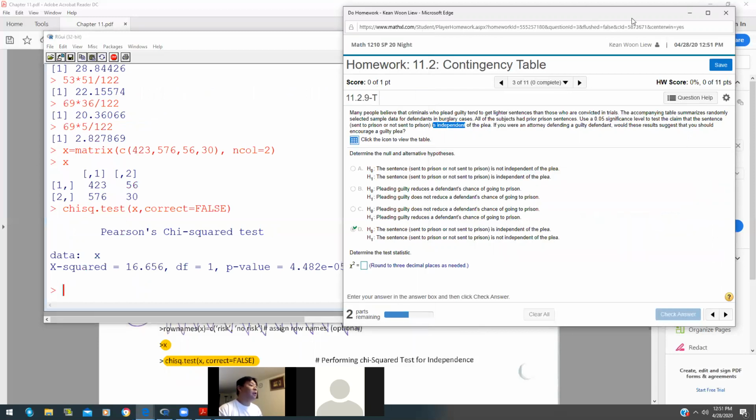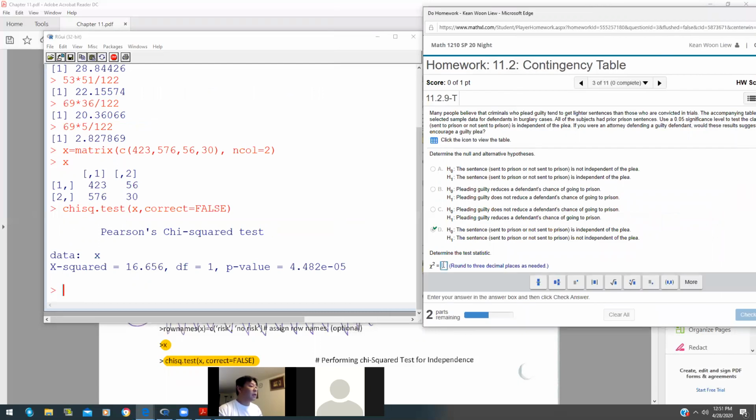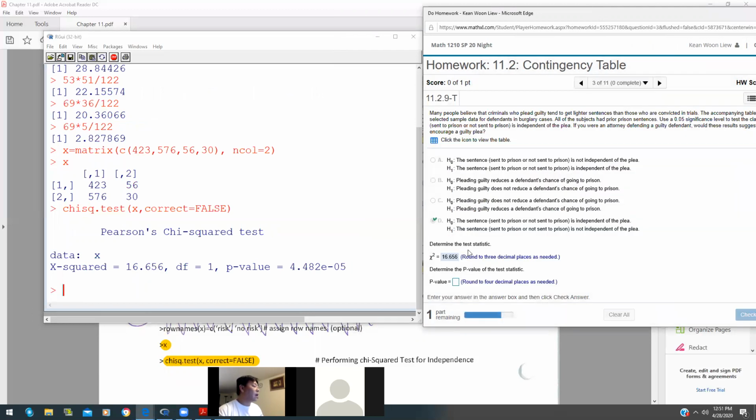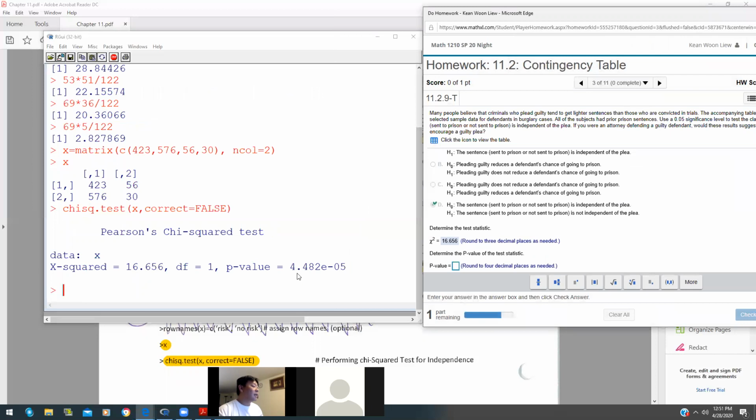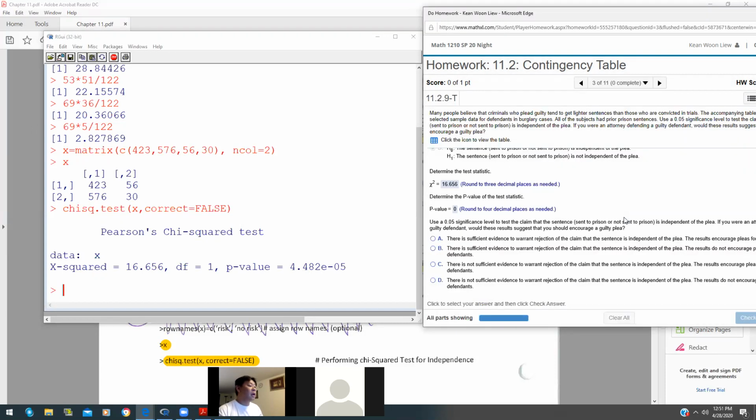So in this case, your chi-square to 3 decimal places is 16.656. And your p-value in this case is very, very small. If you want to write it, it's 0.000404482. That is the meaning of this p-value. But to 4 decimal places, it's still going to be 0 because it's too small.